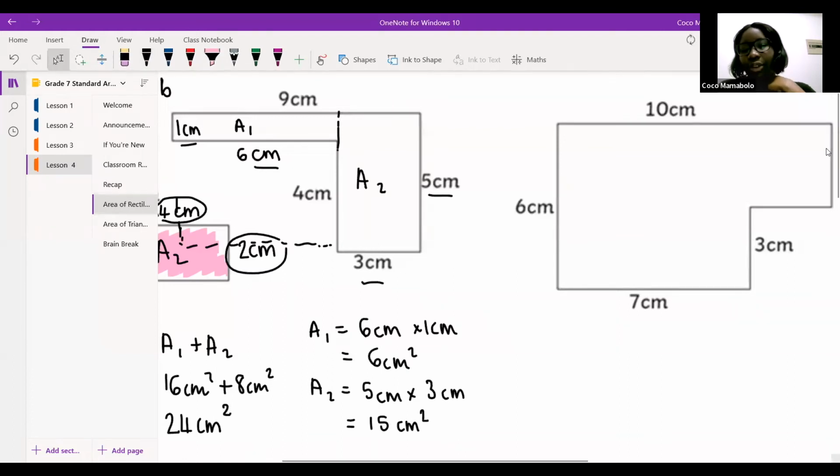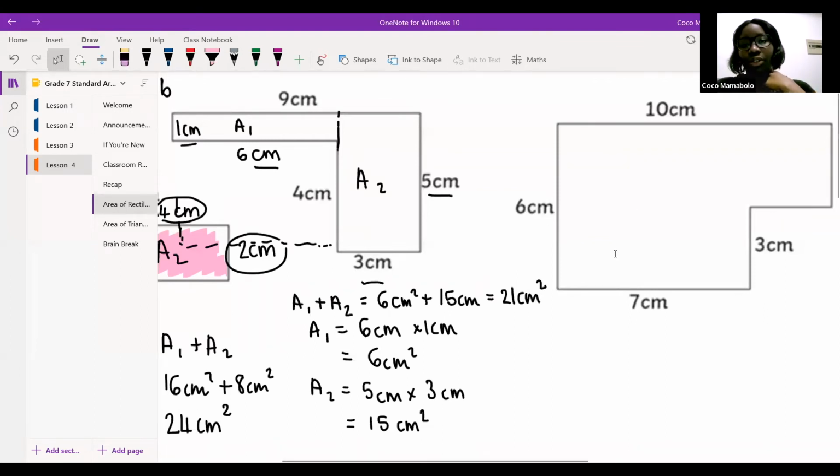Caleb, I don't know if I trust your answer at the moment. I think you may have added wrong a little bit. I think A1 plus A2 is equal to 6 centimeters squared plus 15 centimeters squared, which is equal to 21 centimeters squared. Okay, Emi is asking, why did I use the 6 instead of the 9?